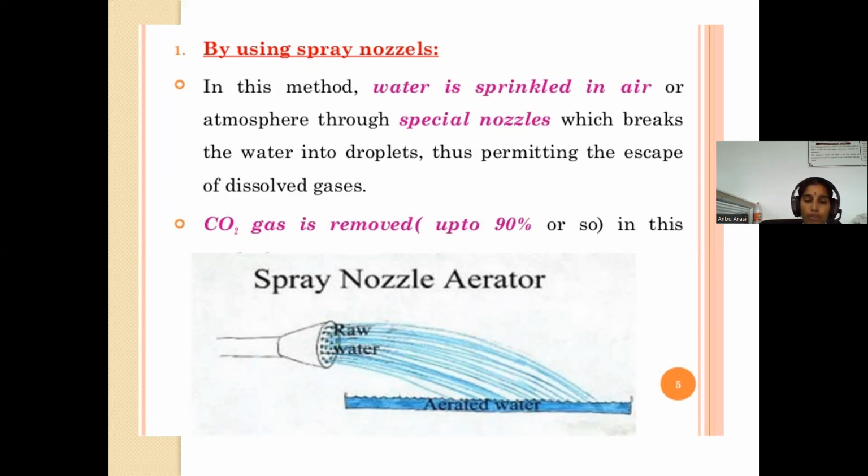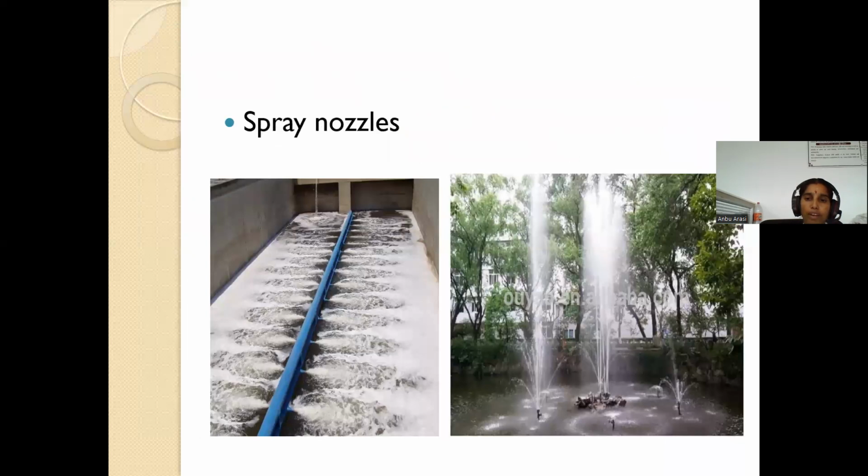Typical design values for aeration. Design parameters: pressure range 0.7 to 1.5 kg per centimeter square, and nozzle diameter 2.5 to 3.8 centimeter. Discharge rate 4.7 to 6.5 liters per second, and nozzle spacing 0.6 to 3.7 meter. Area required 4.75 to 14.2 meters square. This is the spray nozzles.